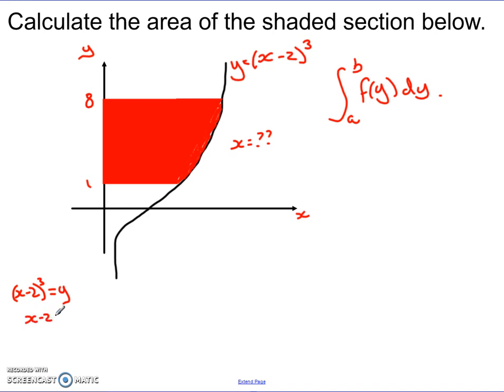So take the cube root of both sides. I get x minus 2 equals the cube root of y. I then get x equals, well, cube root of y, let's write it as y to the power of a third, plus 2.